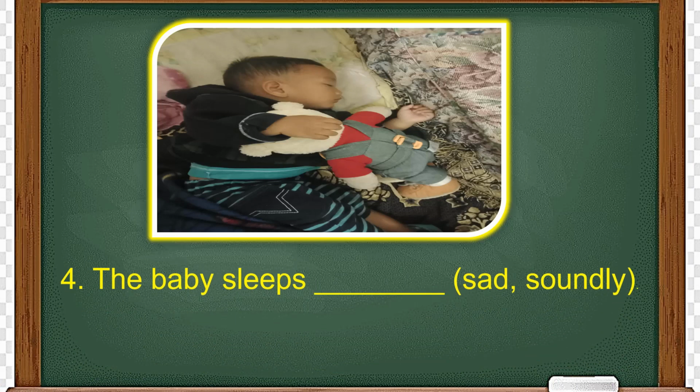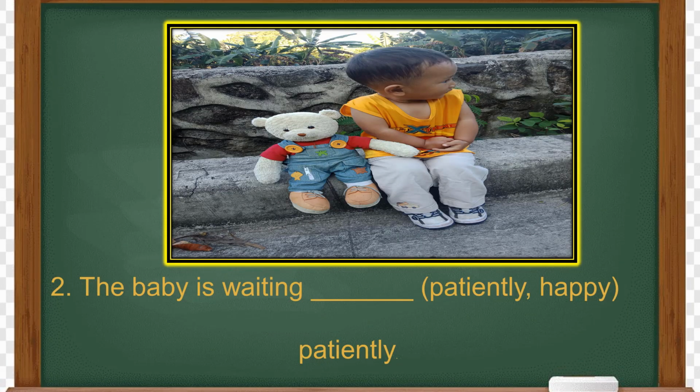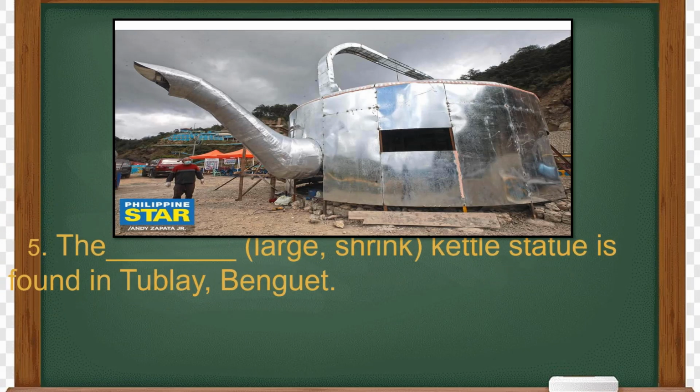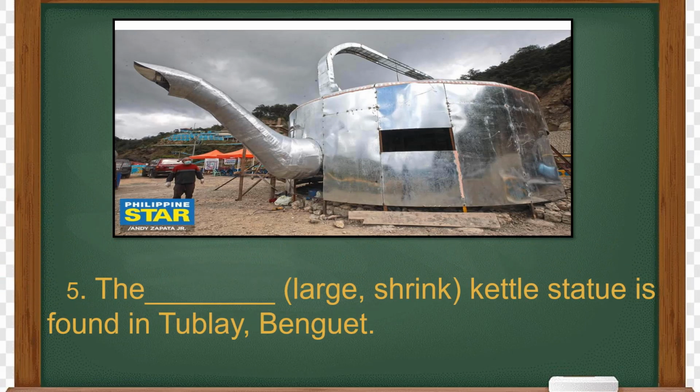Number 4, the baby sleeps soundly. And the answer is soundly. And number 5, the large shrimp kettle statue is found in Tublay, Benguet. The answer is large.